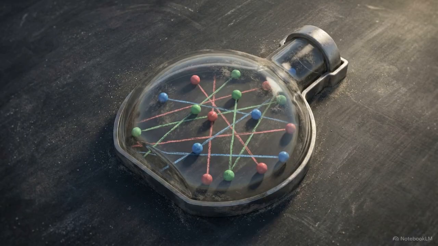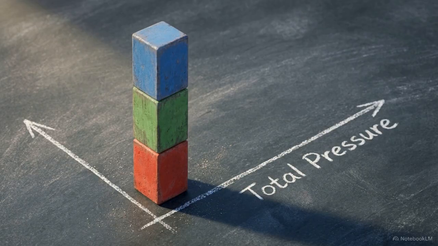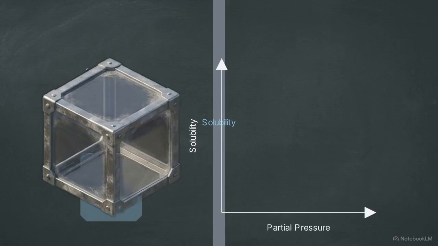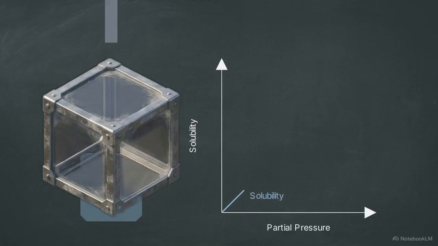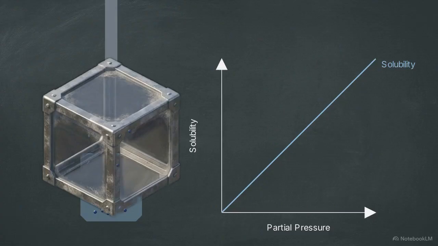Dalton's law states that ideal gases in a shared container essentially ignore one another. The total pressure of the mixture is just the sum of the individual partial pressures each gas exerts independently. This partial pressure directly dictates how a gas interacts with a liquid. According to Henry's law, a gas's solubility in a fluid is directly proportional to the partial pressure of that gas hovering above the liquid surface.